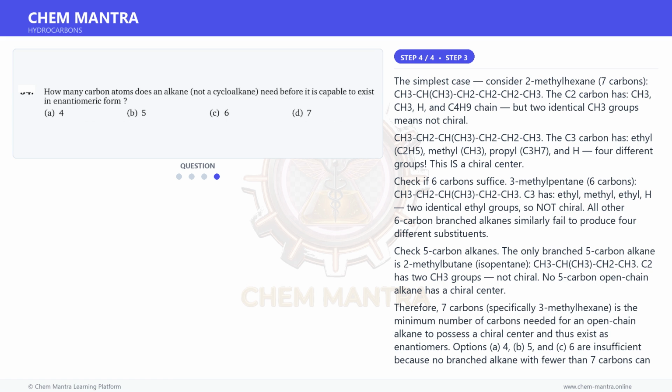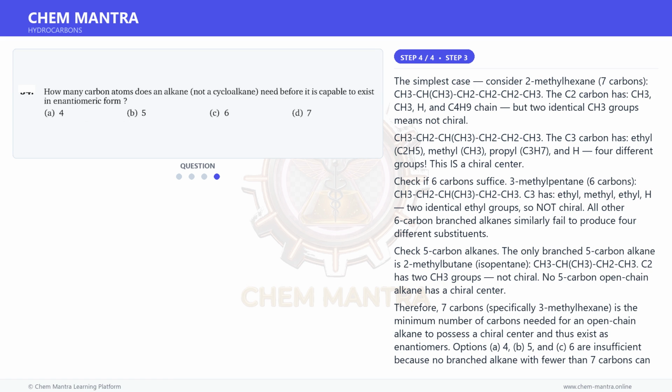Check 5 carbon alkanes. The only branched 5 carbon alkane is 2-methylbutane, isopentane, CH3CH(CH3)CH2CH3. C2 has 2 CH3 groups, not chiral. No 5 carbon open chain alkane has a chiral center.